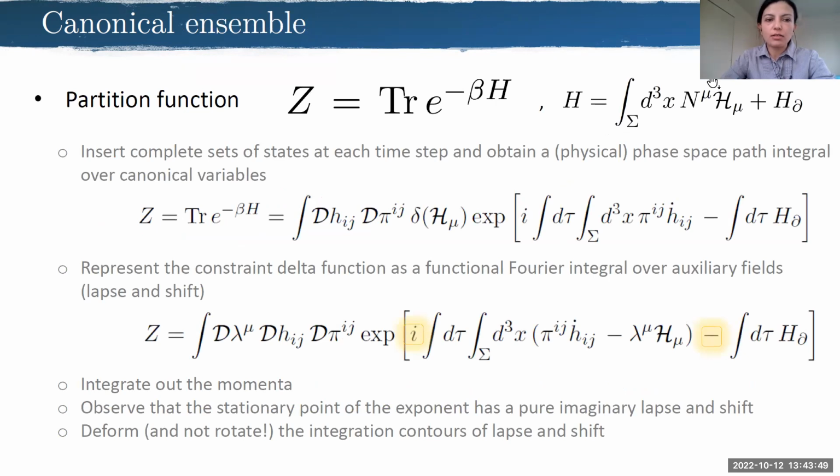So for the canonical ensemble, the starting point is the partition function, which is taken to be the standard definition for a quantum system, the trace of e to the minus beta H. For the Hamiltonian H, we take the GR Hamiltonian, which is the sum of the constraint terms H_mu plus a boundary term that is specified at the system boundary. Then at this point, we want to derive the path integral representation for the partition function using the standard tools. So we insert complete sets of states at each time step, and then obtain a physical phase space path integral over canonical variables h and pi, which are the intrinsic and extrinsic geometries of each time slice.